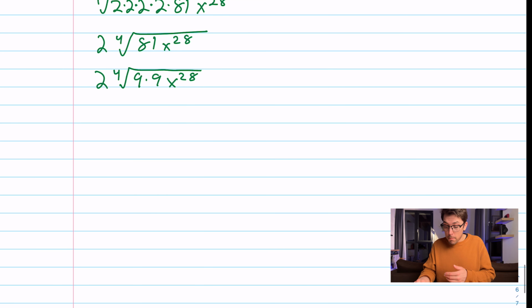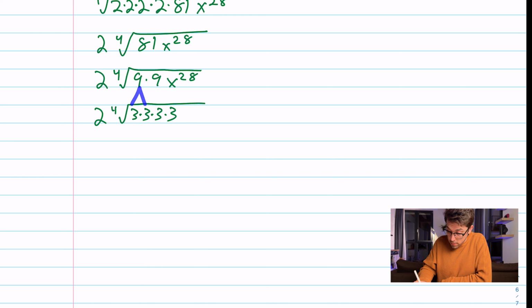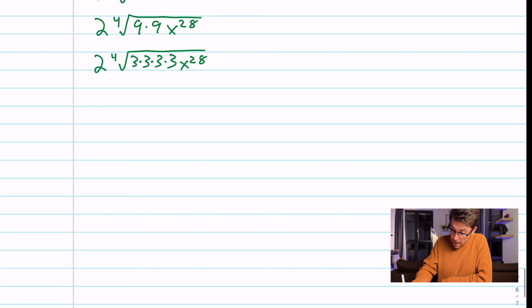So let's keep breaking up my numbers instead of my variables, and that might actually help you see the patterns here. So 9 and 9 can be broken up into 3 times 3, and then 3 times 3, because 9 is 3 times 3. This 9 is 3 times 3. There we go. Then times x to the power of 28. And look at that. I have 1, 2, 3, and 4 3s. So that means I'm going to have 2 times 3 times the 4th root of x to the power of 28. That's going to give me 6 times the 4th root of x to the power of 28.